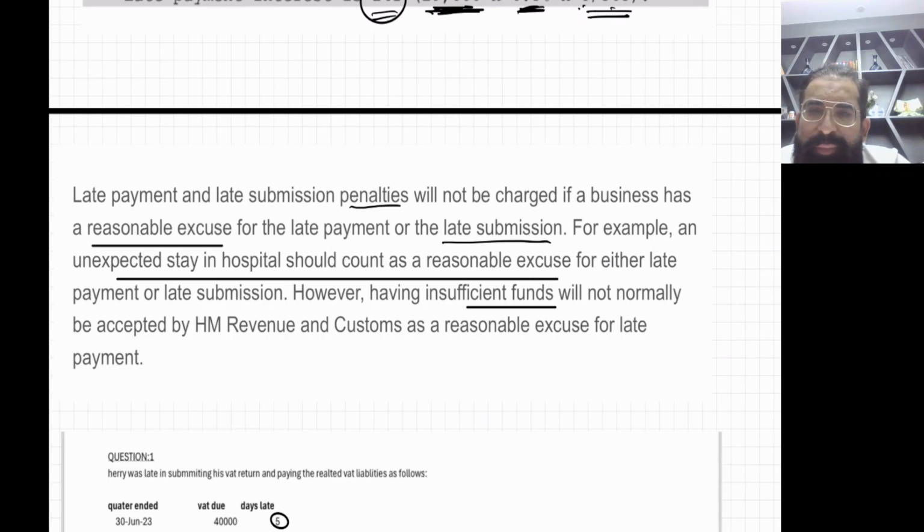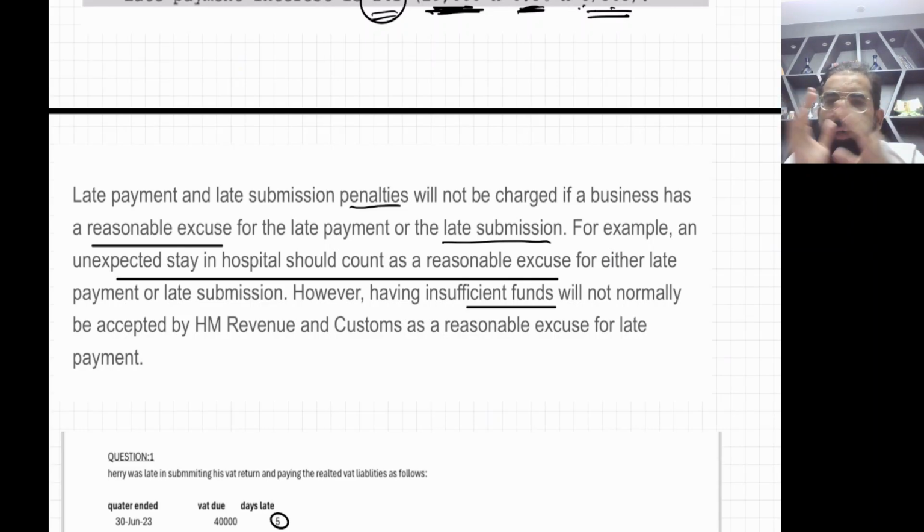Late payment and late submission penalties will not be charged if a business has a reasonable excuse for the late payment or late submission. Yes, the tax department consists of human beings, they understand us. For example, an unexpected stay in the hospital should count as a reasonable excuse for either late payment or late submission. Yes, that's a reasonable excuse, but having insufficient funds will not normally be accepted. No, because you are responsible for your funds.